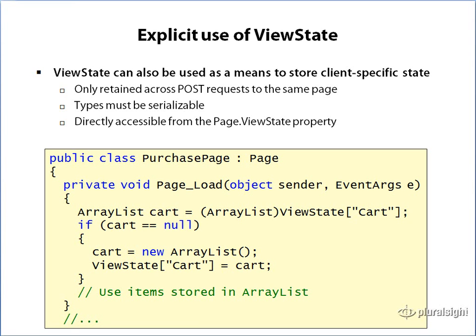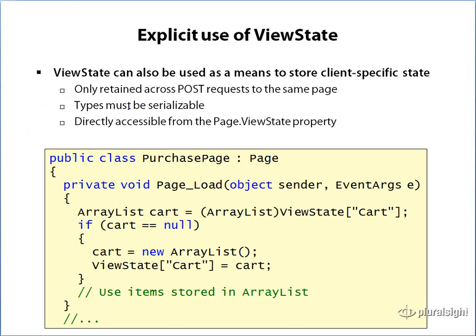The last thing I'd like to point out is that you can use ViewState yourself if you find it useful to retain state across a postback to the same page. So it's just another repository of data that's going to be round-tripped in this hidden field, the ViewState hidden field. And what you can do is actually just drop pretty much any .NET object in there.